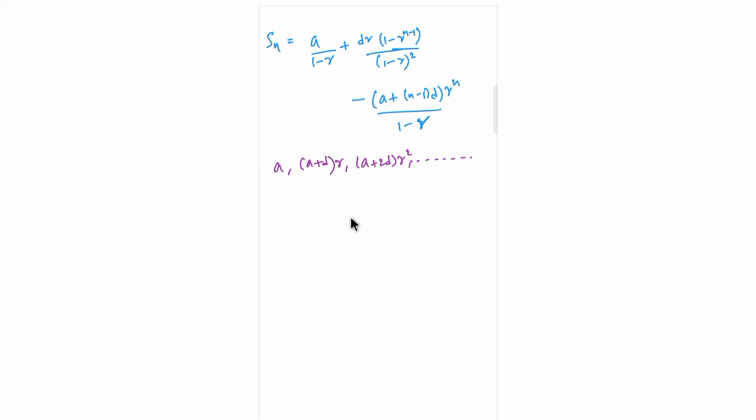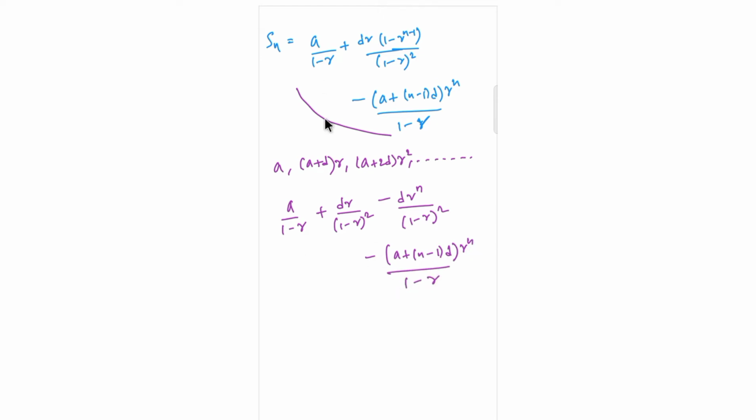So in this case, how do we do it? Let me break this formula: Sn is a by (1 minus r) plus dr by (1 minus r) whole square, minus dr n divided by (1 minus r) whole square, minus (a plus (n minus 1) into d) into r power n divided by (1 minus r). As I've told you, r will always be less than 1, otherwise it doesn't work out. To be precise, mod of r should be less than 1. Then only you can calculate this.